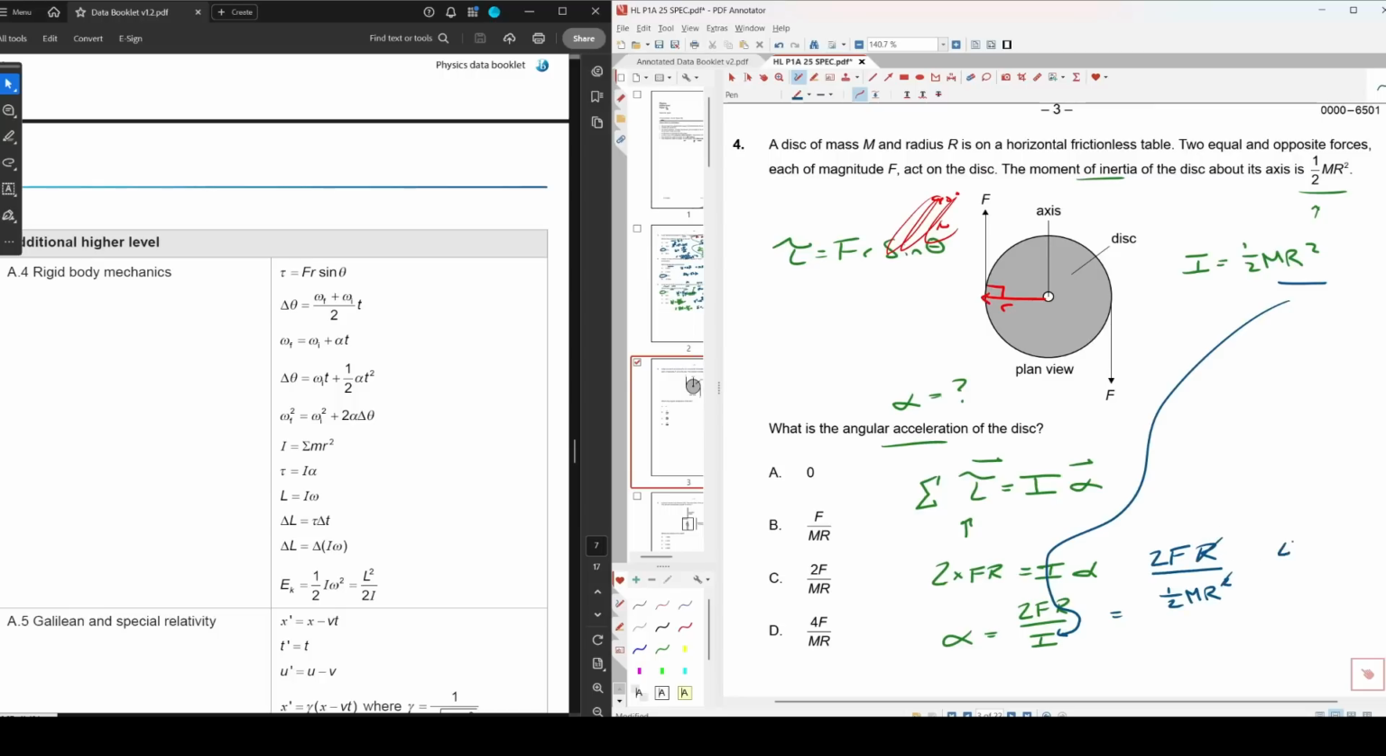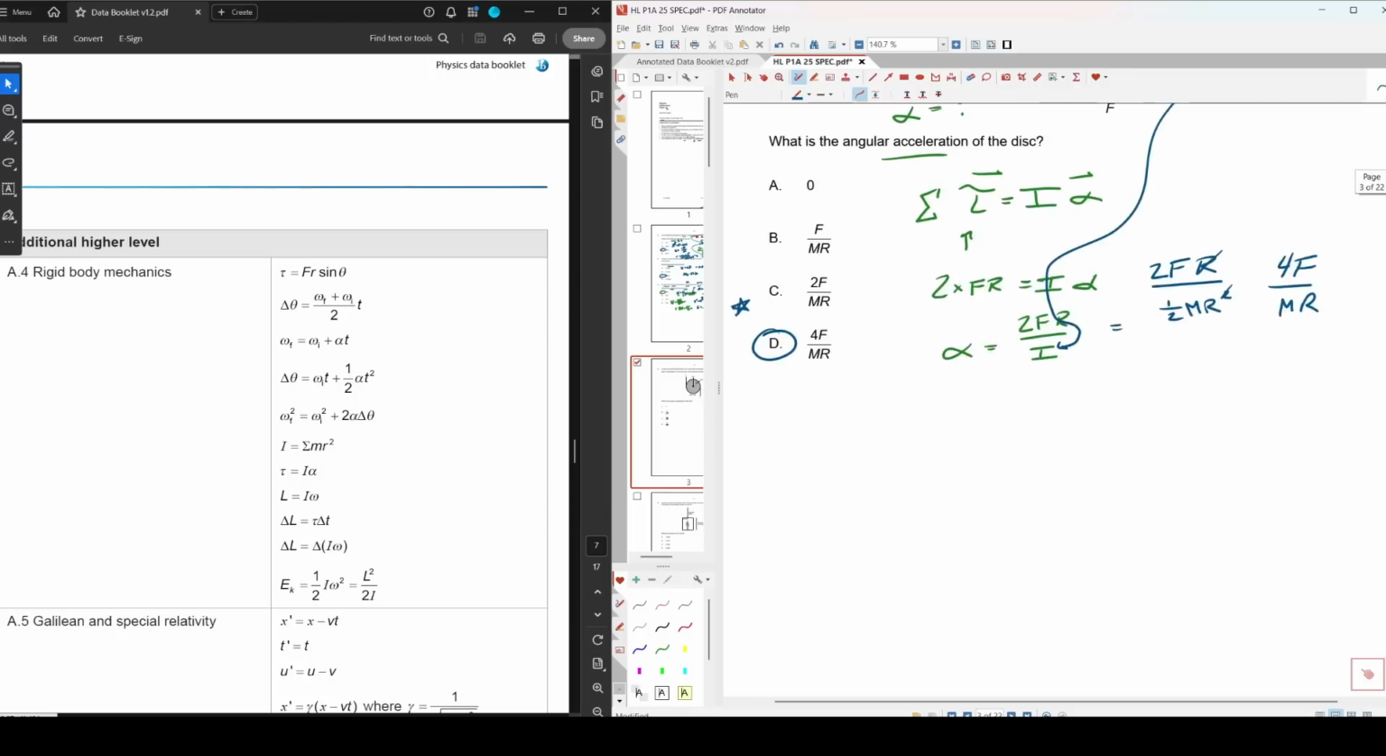2 divided by 1/2 is 4. That's an option. That's D. D looks pretty good to me. I might even star this if I'm not feeling confident about my fraction math right there. But that seems pretty good.